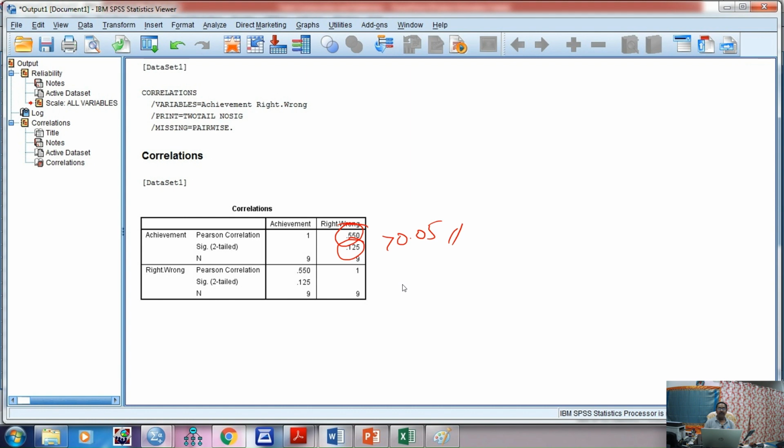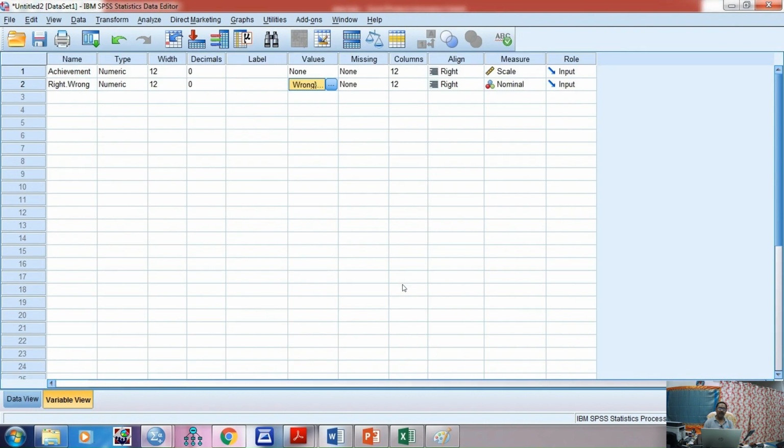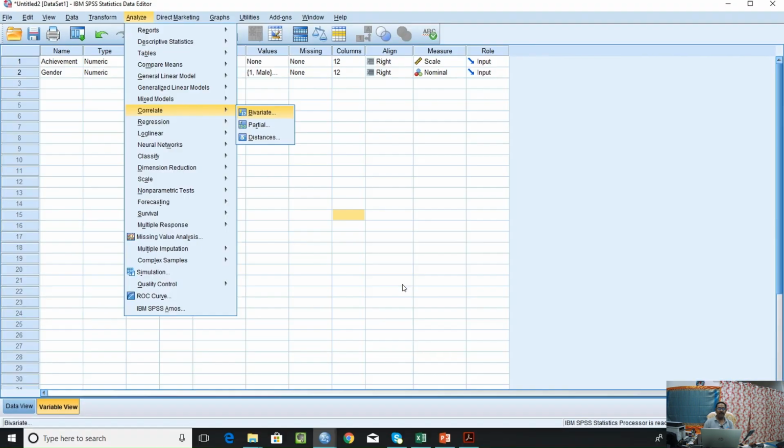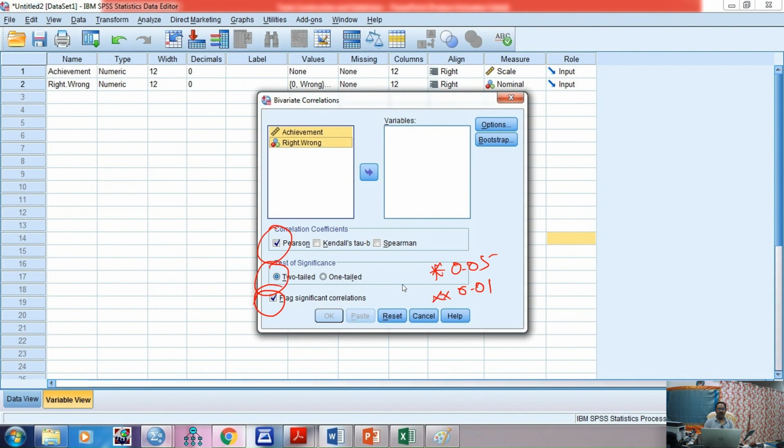If the data we have is nominal data, where right and wrong questions are there in our items related to the achievement of a particular sample, then point biserial is the way to find the point biserial correlation.